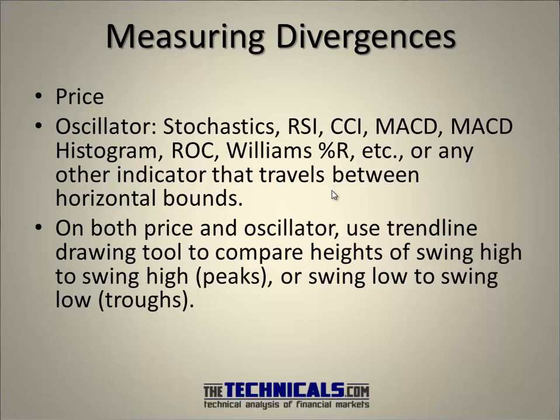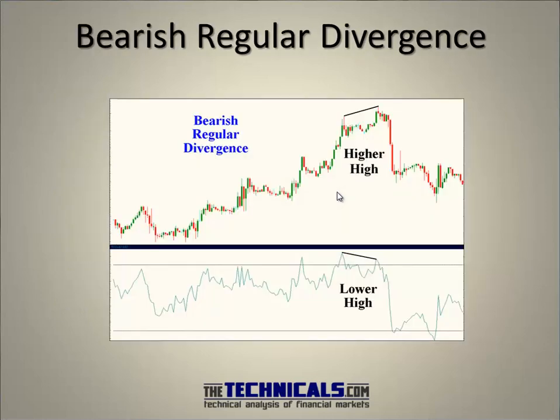Now, on both price and the oscillator, we use a trendline drawing tool to compare heights of swing high to swing high, or the peaks, or swing low to swing low, or the troughs. Now, essentially, as I mentioned, there are two types of regular divergence, bearish and bullish.